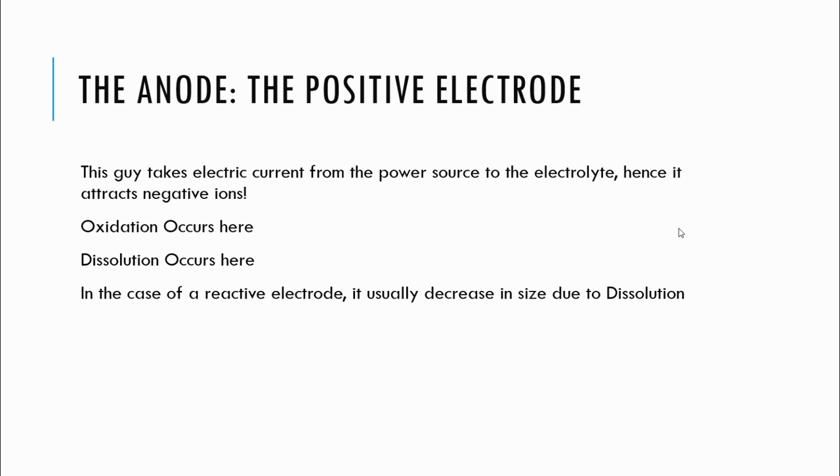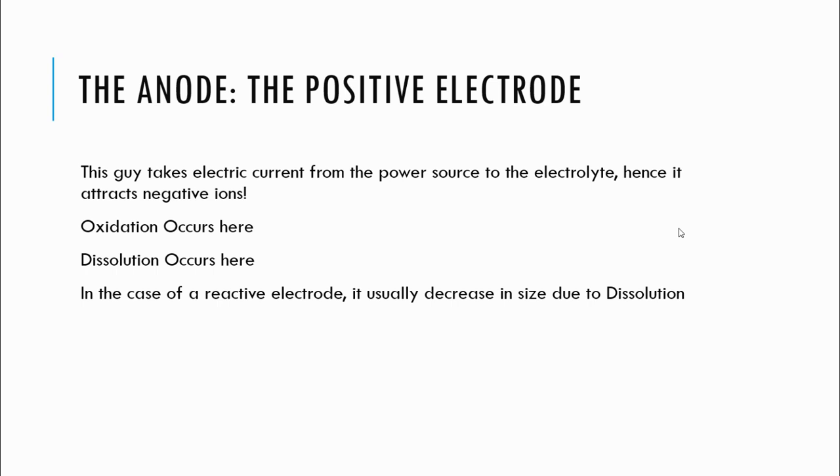So moving on. The anode now, which is the positive electrode, takes electric current from the power source to the electrolyte. It takes electric current from the power source to what? To the electrolyte. Hence, it attracts negative ions. Very, very important. So your electric current enters through the anode.